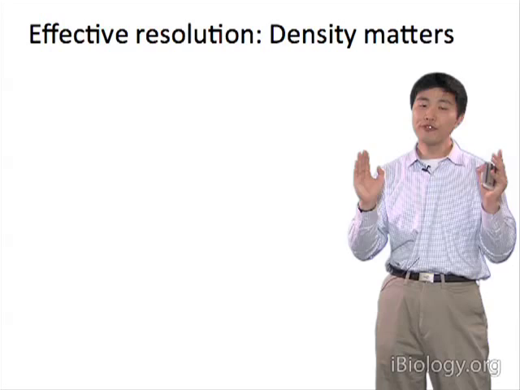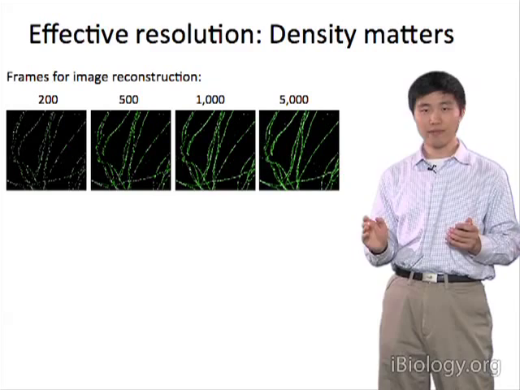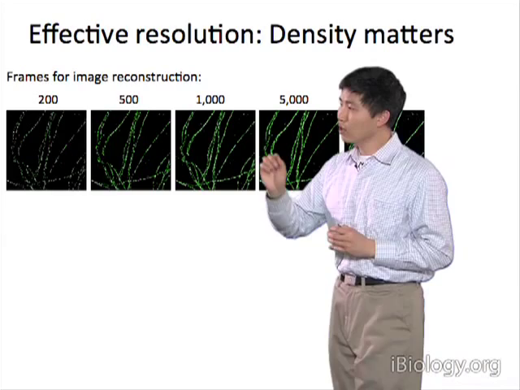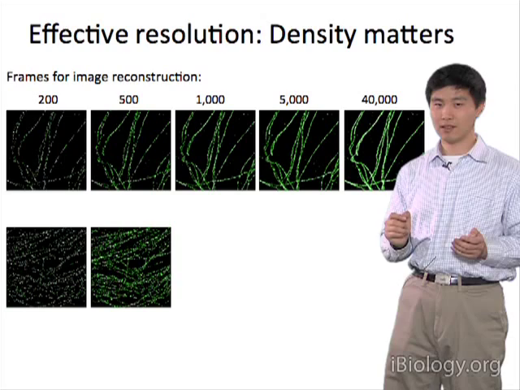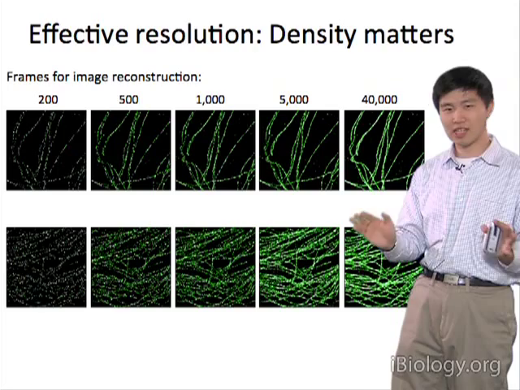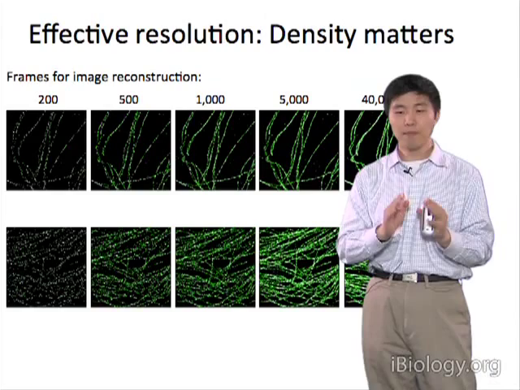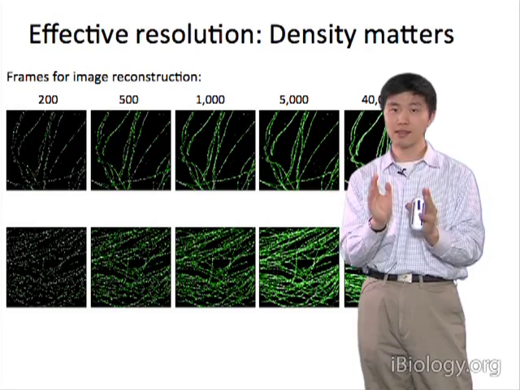We can do it with 200 frames, 500 frames, 1,000, 5,000, always the full 40,000 movie. In this case, you can see that you don't really resolve all the microtubules until you have 500 frames. In the same cell where microtubules are much denser, you can see that you really need to go to 5,000 frames to distinguish individual microtubules. So it's the same localization precision, but the capability to resolve structures is really connected to the density of molecules.